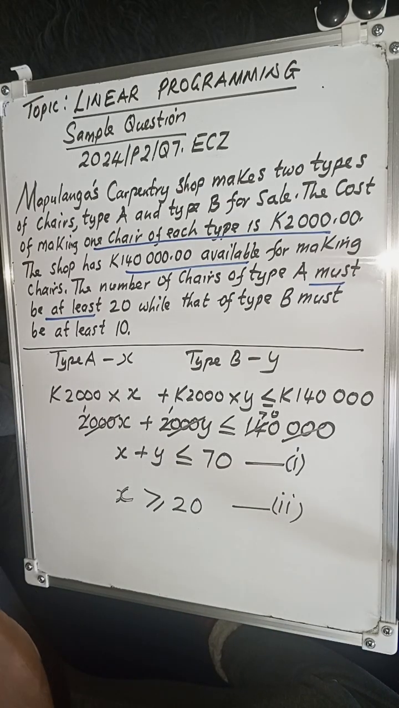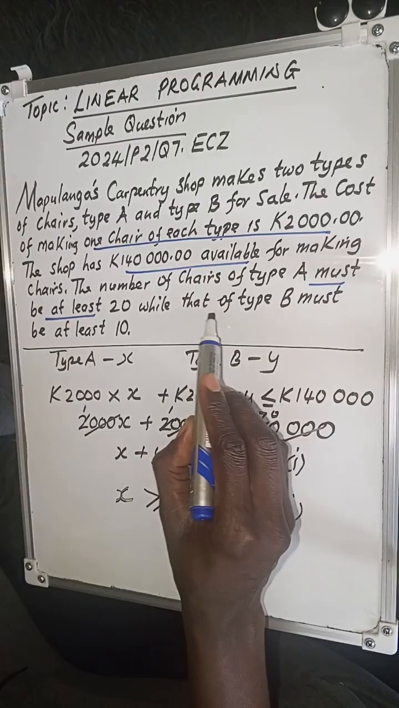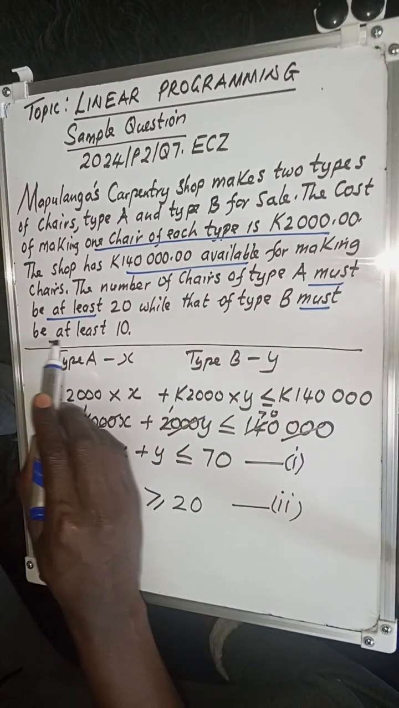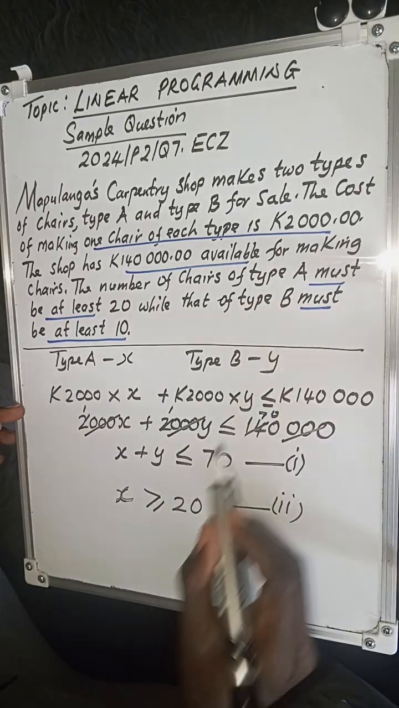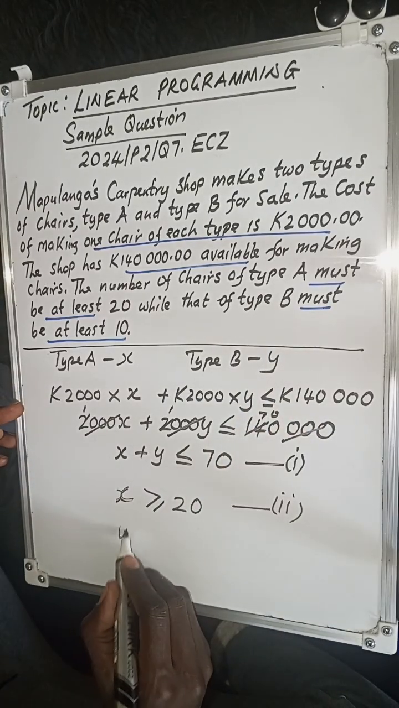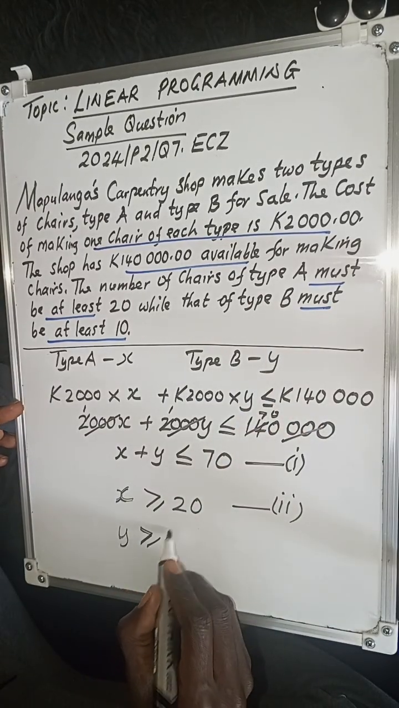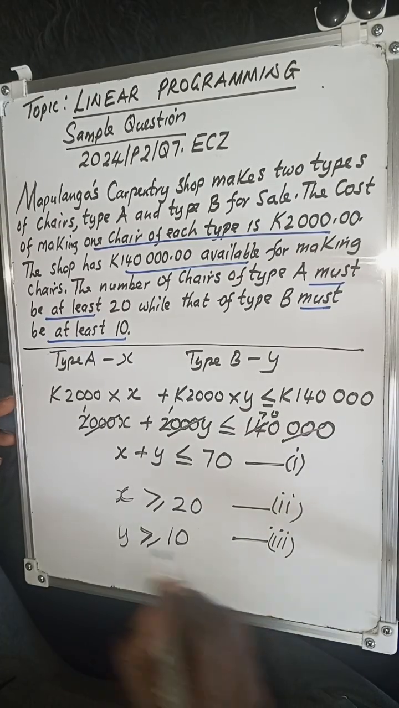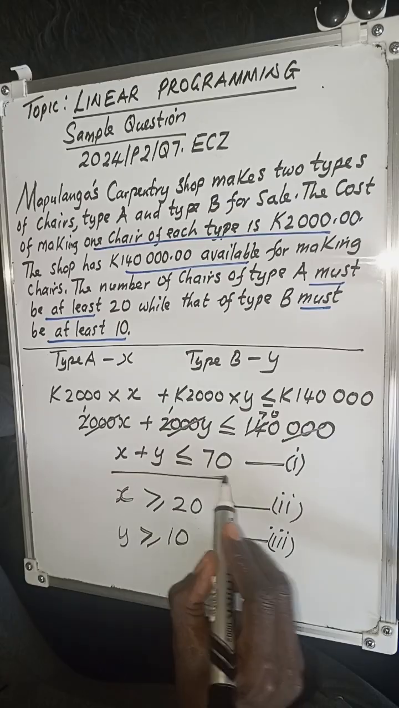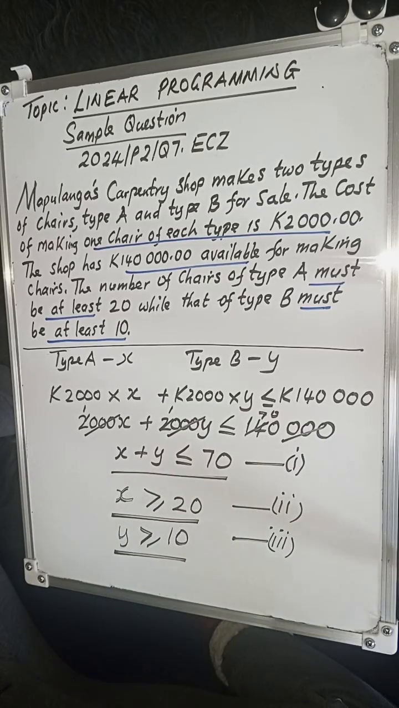Then the statement continues and says that of type B must be at least 10. Remember again the use of the words "at least". B is represented by y, so it will be y should be greater than or equal to 10. So these are the three inequalities that they wanted you to come up with: the first one, the second one, and the third one.